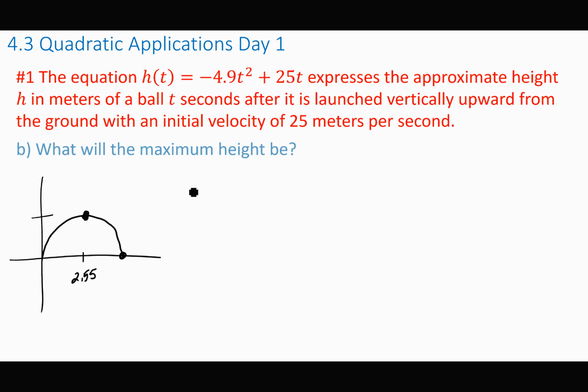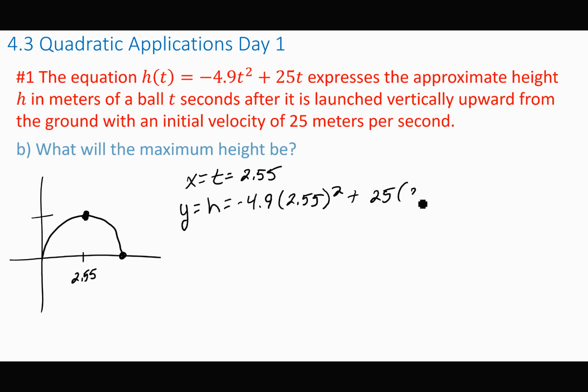Well, I know my x, which was t, was 2.55. To find the height, that's the same as my y. And so I have negative 4.9 times 2.55 squared plus 25 times 2.55.